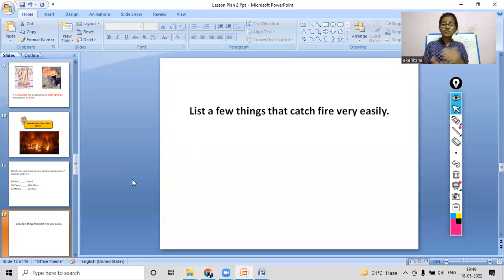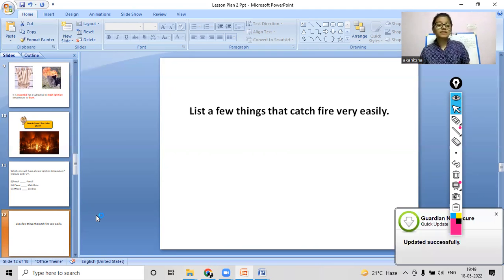You can also show different substances or write the names of different substances in the chat box, which will catch fire and how fast they will catch fire. You can compare these different substances and then give your answer based on the comparison. I will give you 10 seconds for writing your answers in the chat box. Then we will move on ahead. Okay. Yes, I can see the responses.